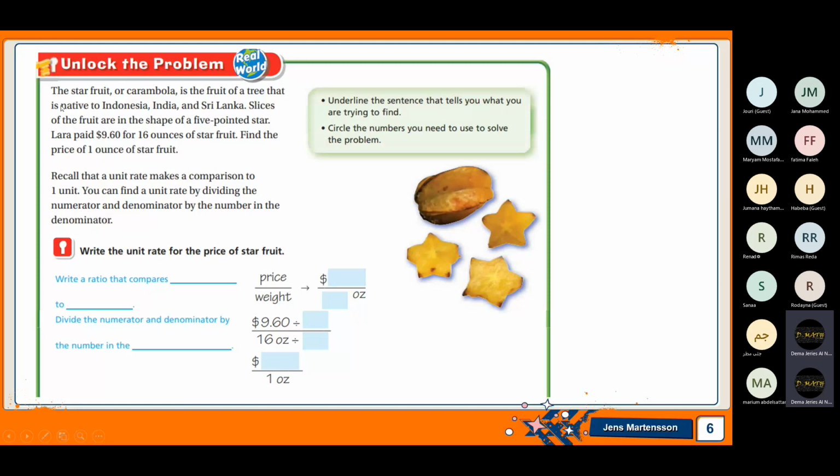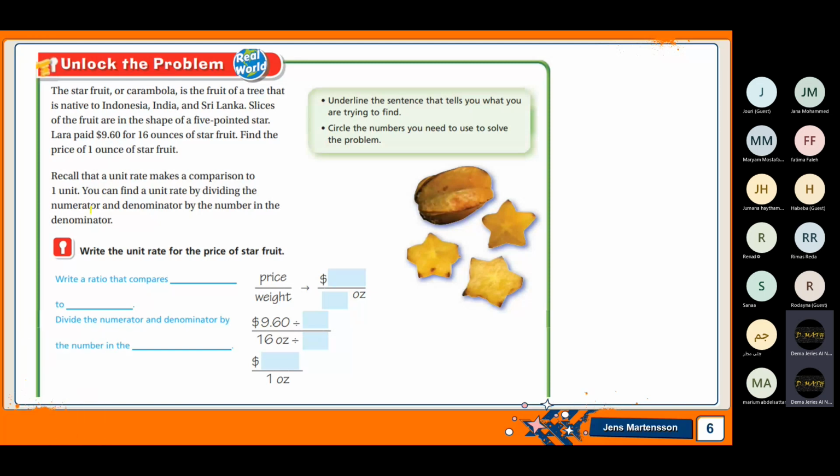The star fruit or the carambola is the fruit of a tree that is native to Indonesia, India, and Sri Lanka. Slices of the fruit are the shape of 5-pointed stars. As you see here, this is the fruit. When they cut it, they get stars. Lara paid $9.6 for 16 ounces.